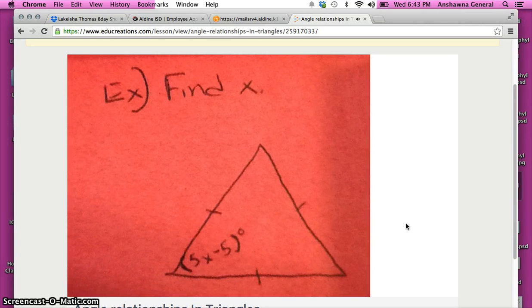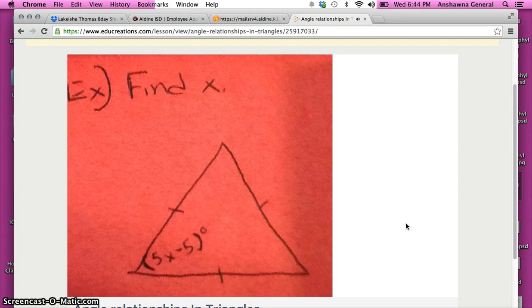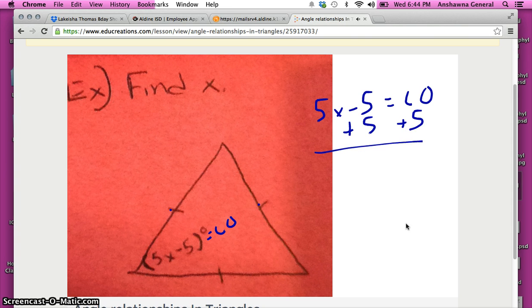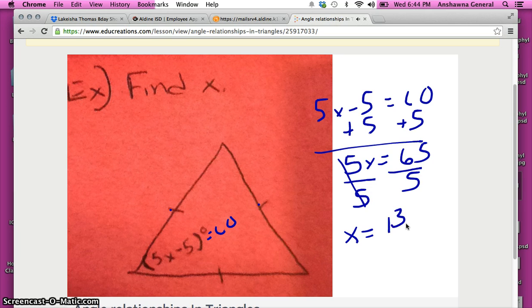Okay, write this in the inside flap for an example. So notice that this picture has tick marks. 1, 2, 3 tick marks, so you know that all the angles and all the sides are equal. So that means that this angle here has to equal 60. So you have 5x minus 5 equals 60. Add 5. So 5x equals 65. Divide by 5. So x equals 13.